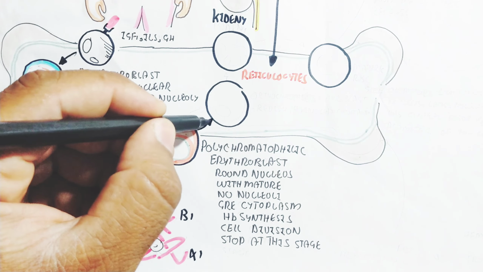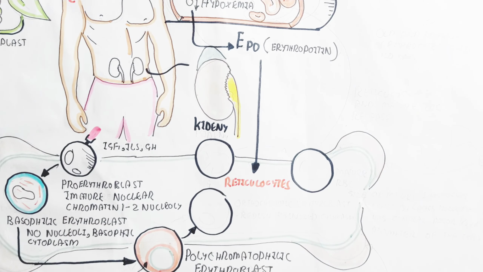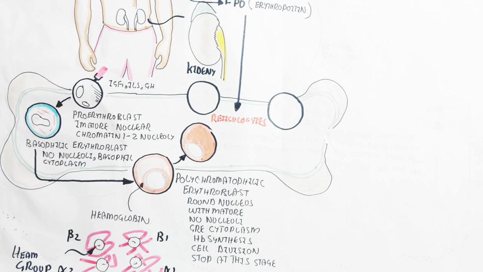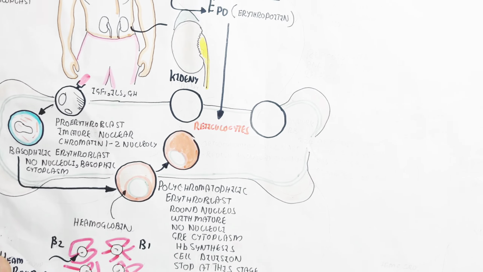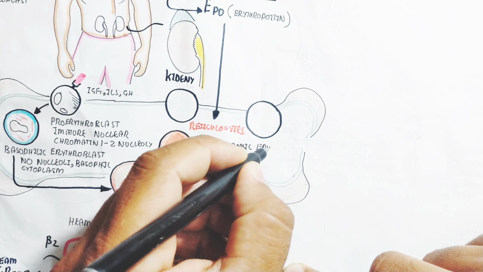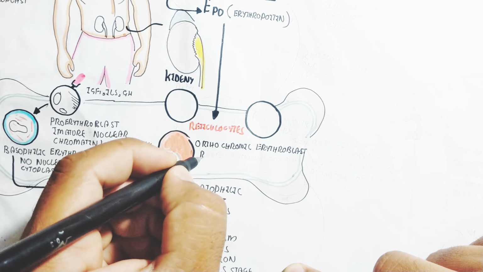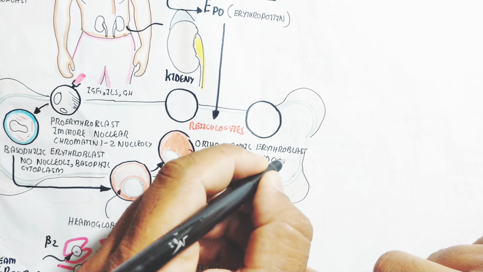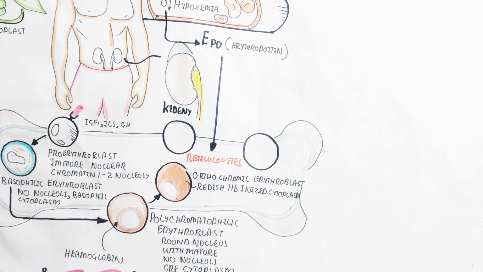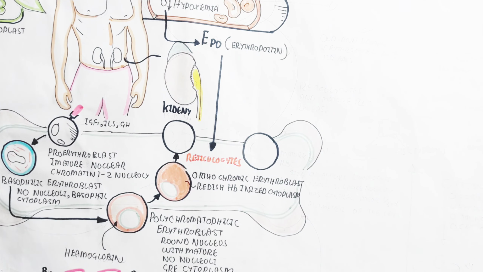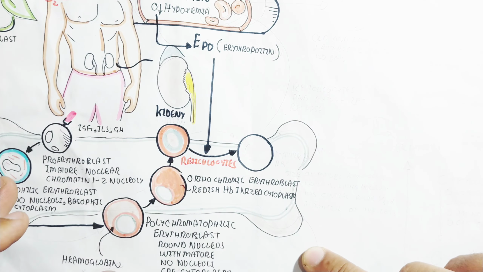The hemoglobin is in the form of beta 2 and alpha 2, two types of chain, as shown in the diagram, and the heme group is fixed in this cell. Then the orthochromic erythroblast occurs, with reddish hemoglobinized cytoplasm, which shows the red color. Why? Because of the deposition of hemoglobin.